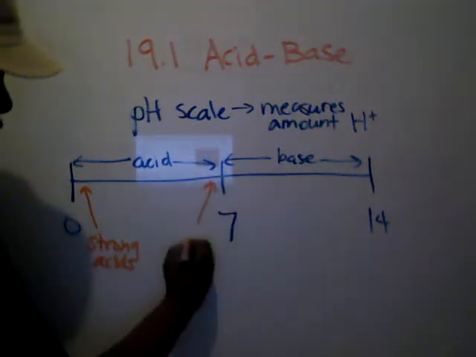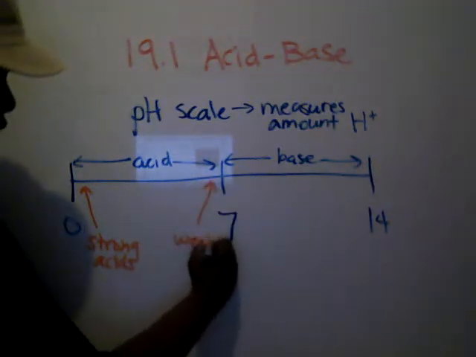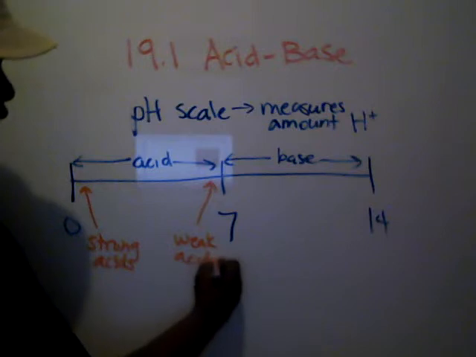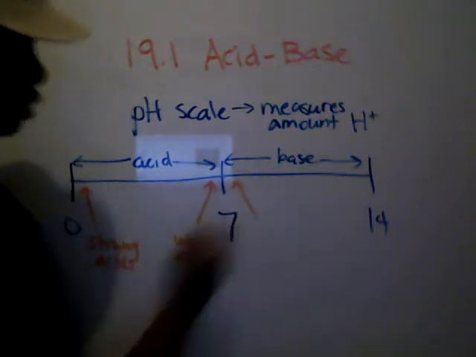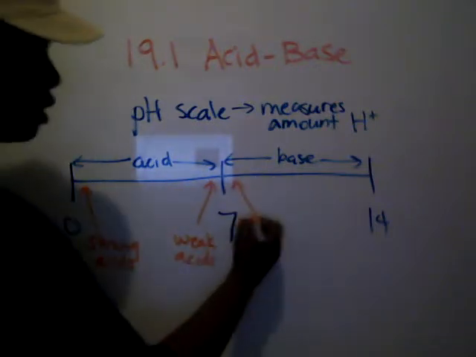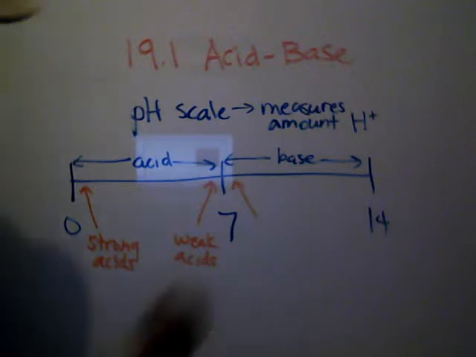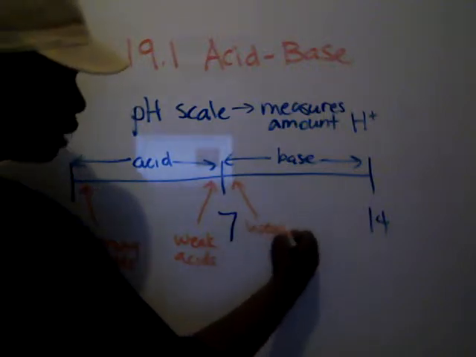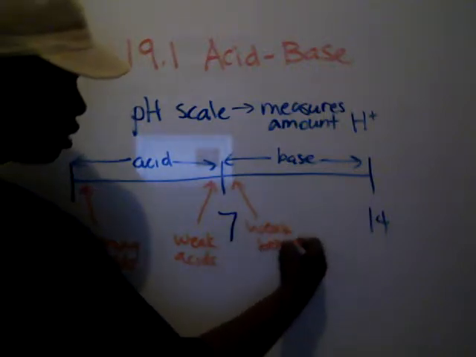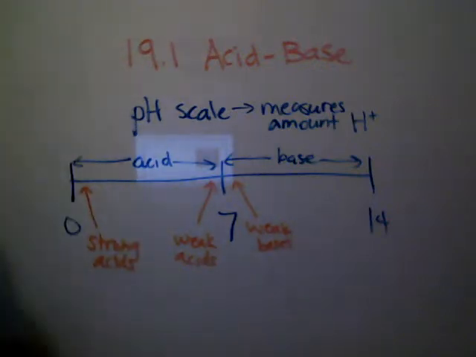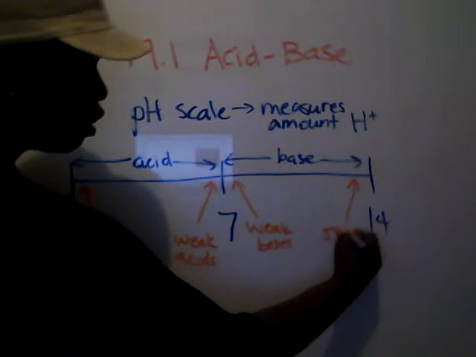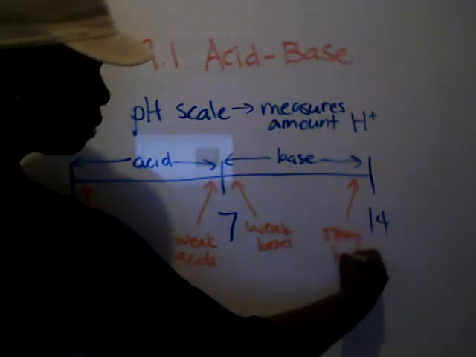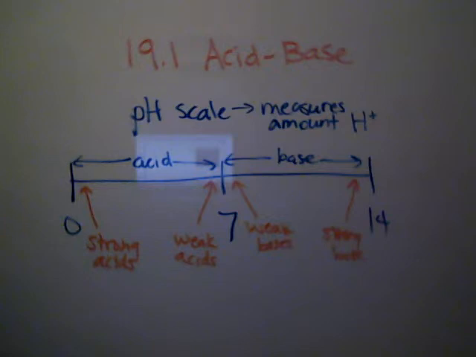pHs closer to 7 on this side, these are where your weak acids are. So pHs of, let's say, 6 or 6.5. They're going to be weak acids, like vinegar is an example of a weak acid. Things closer to 7 on the other side where we're bases, so things like 7.5 or even 8, those are considered weak bases. Like soap. Things closer to 14, these are where we have our strong bases. An example of a strong base would be like bleach is a strong base.